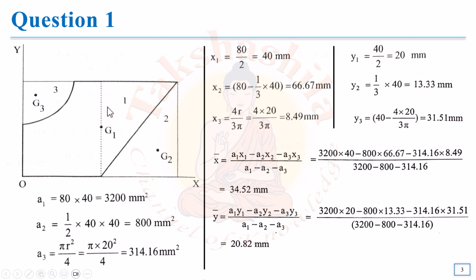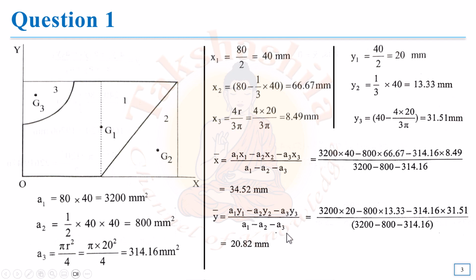So in order to find the centroid of the shaded region, from the origin I have to travel a distance of 34.52 units in the x direction. Then I have to travel in the y direction through a distance of 20.82, so that I will reach a point, and that point will be the centroid of this shaded region. So 34.52 is the x bar and 20.82 is the y bar. This is how you will locate the centroid of a composite section.